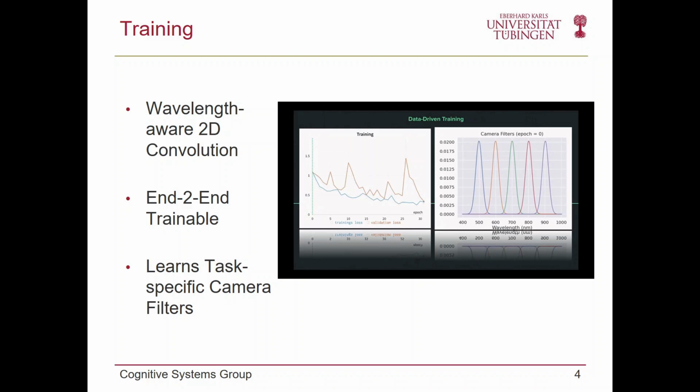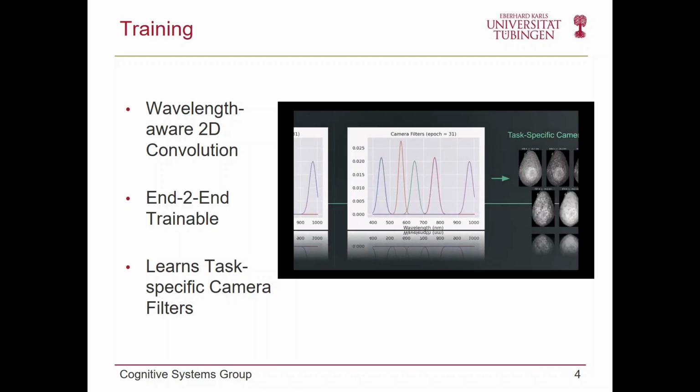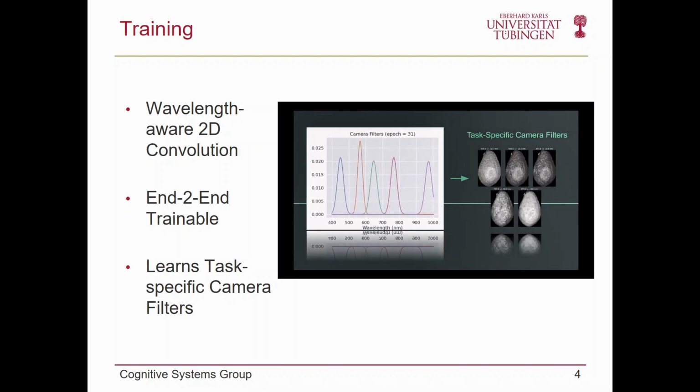Here on the right side, you will now see the training procedure. Here the training loss and the validation loss. And on the right side, you can see how the model finds the correct spots or the important wavelengths for this classification task. After the training of the model, we can use the found camera filters to build a simpler system or use them in other tasks.